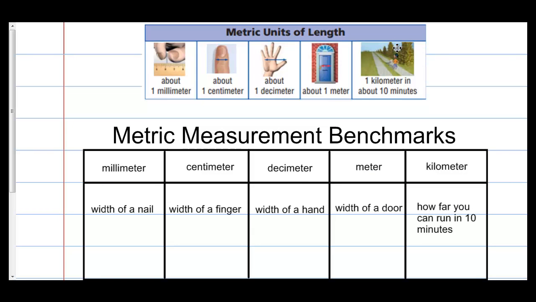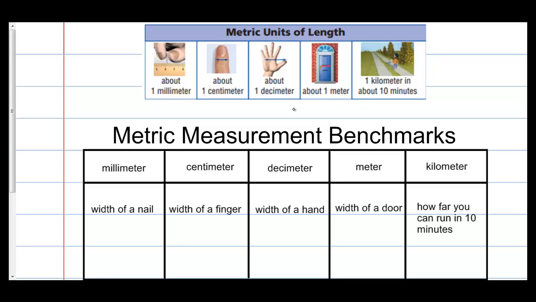Okay, so first of all, you're going to notice I have some pictures here. And I want you to notice that a millimeter, just like on the ruler that I showed you before, it's kind of hard to tell in this picture, but it's about the width of a nail. You can see how tiny it is. And a centimeter is about the width of your finger. And then you can see a decimeter is about the width of your hand. A meter is about the width of a door. And a kilometer, or sometimes pronounced kilometer, is about how far you can run in 10 minutes.